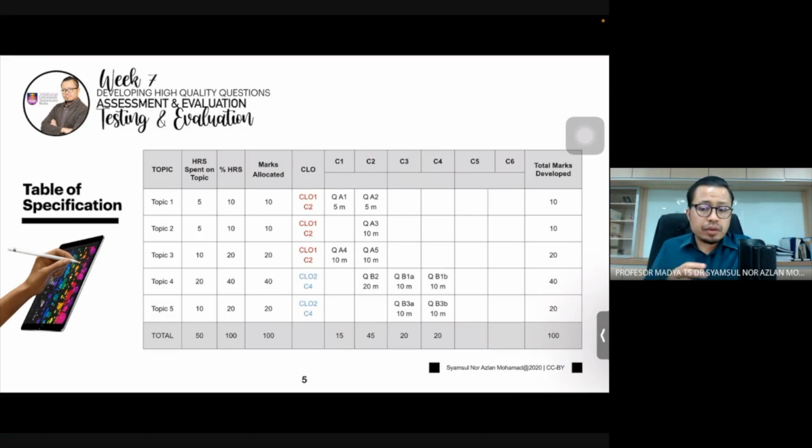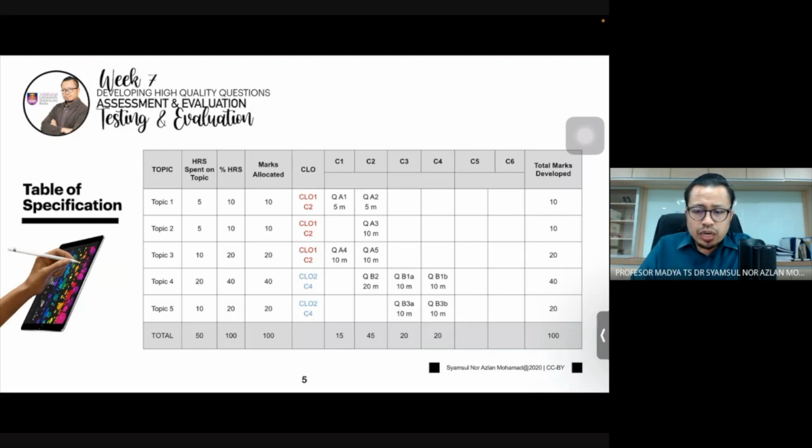And I do believe that some practices have a very complicated kind of table of specification, but this one is the very basic table of specification, to give you some idea of how a table of specification works. And if you can see here, there are lots of topics.